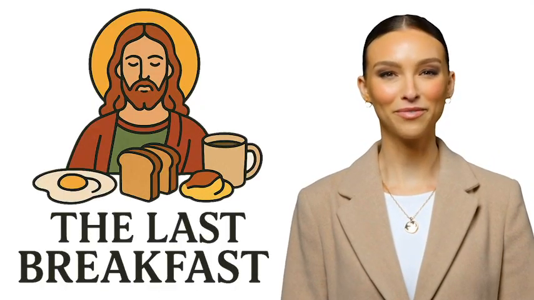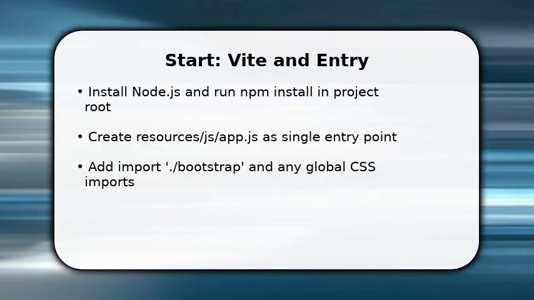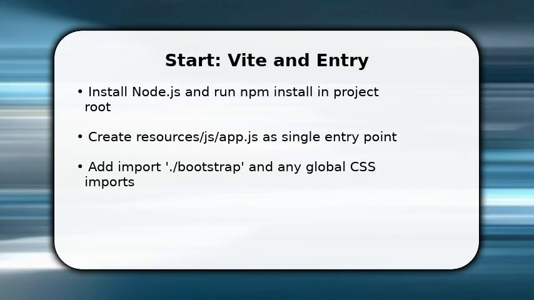Please enjoy the video. You begin by making Vite the single pipeline for JavaScript. Run npm install, then ensure resources/js/app.js exists and is your only entry. Once done, import any global modules and styles there. That centralizes bundling and avoids multiple competing scripts.